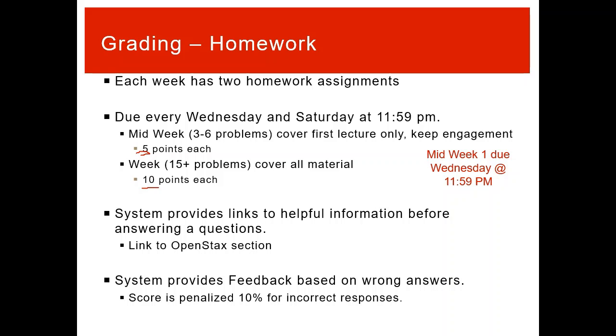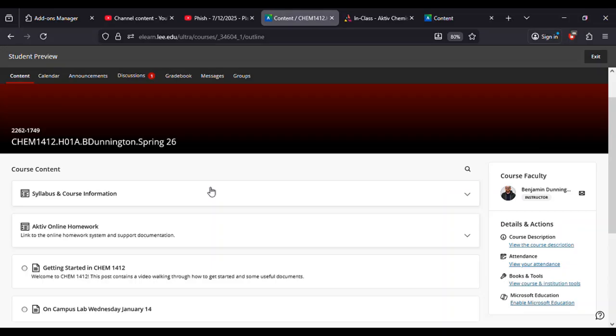In Aktiv, the system provides links to helpful information before you answer a question. It'll go to the OpenStax section, some other things. And there's also feedback based on wrong answers. So I encourage you to use that. Your score is penalized 10% for each incorrect response. So it's a little bit of a penalty, but if you do get it wrong, there is feedback. I encourage you to read that. And then you kind of get a sense of how to correctly answer the question, hopefully.